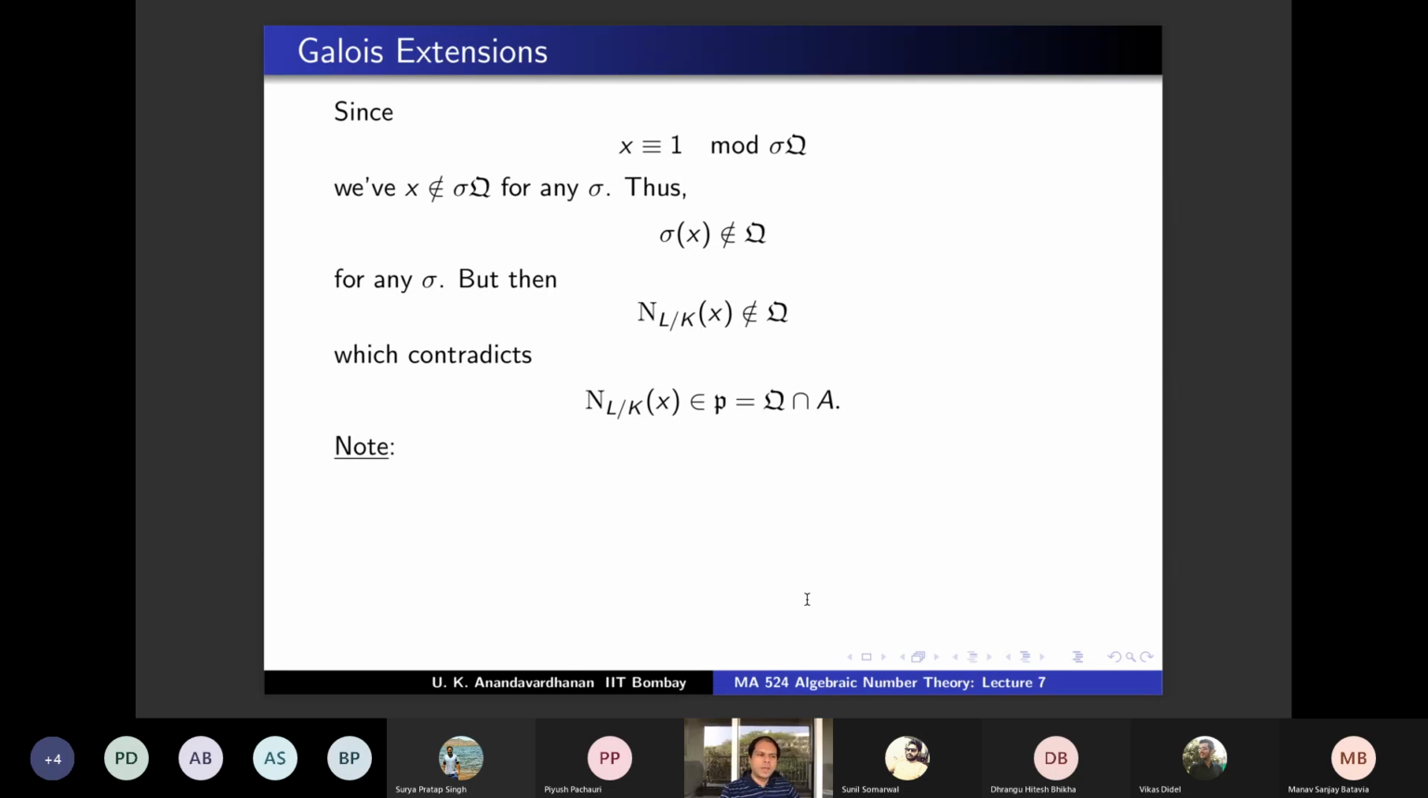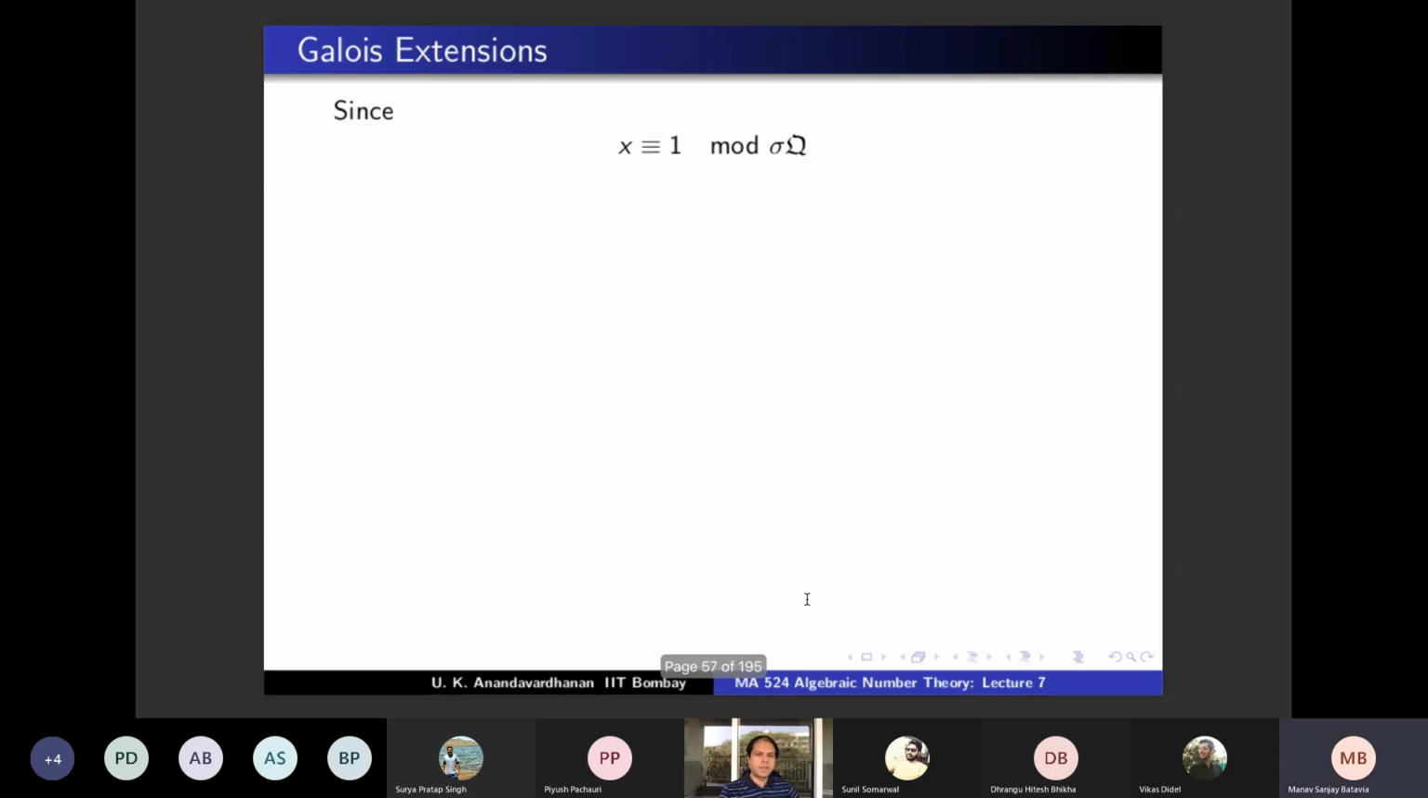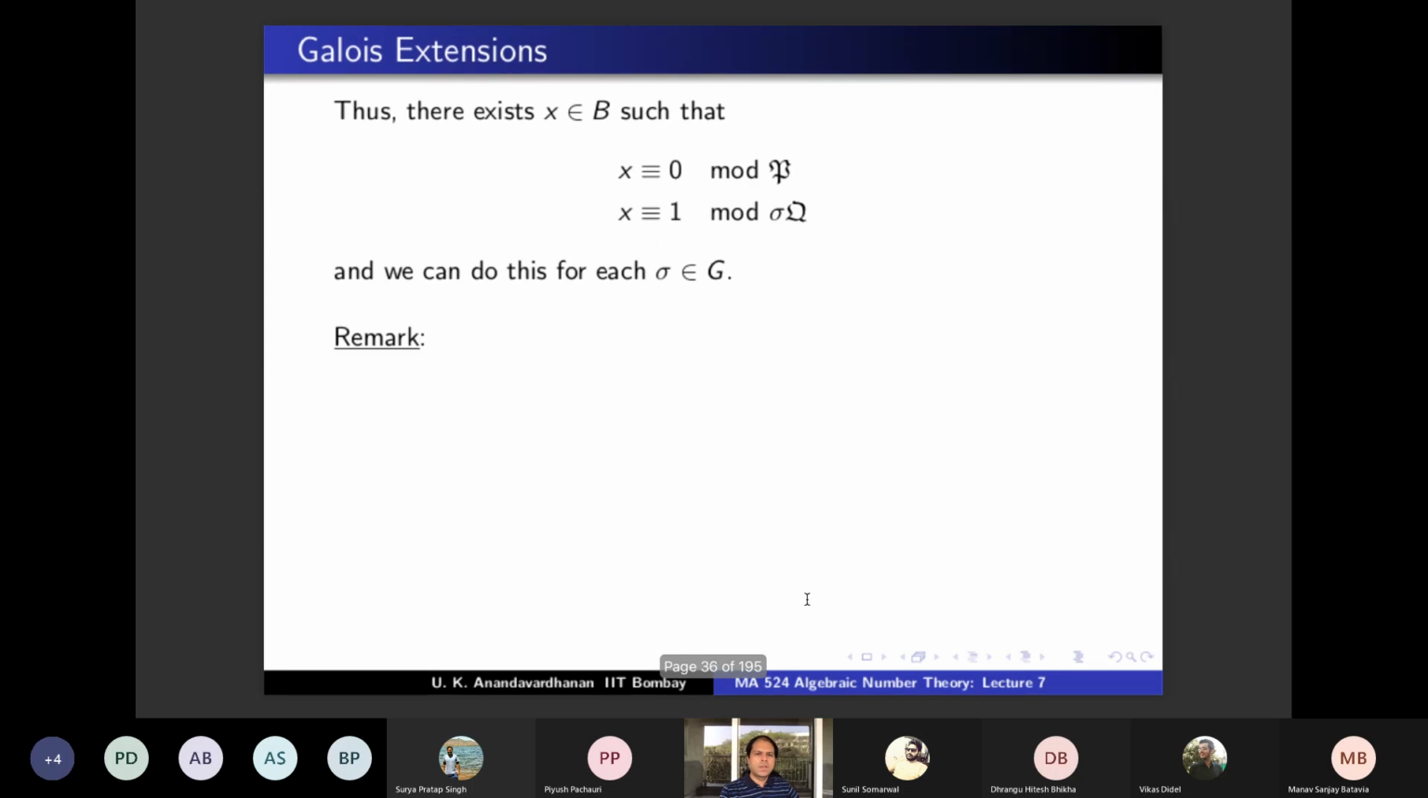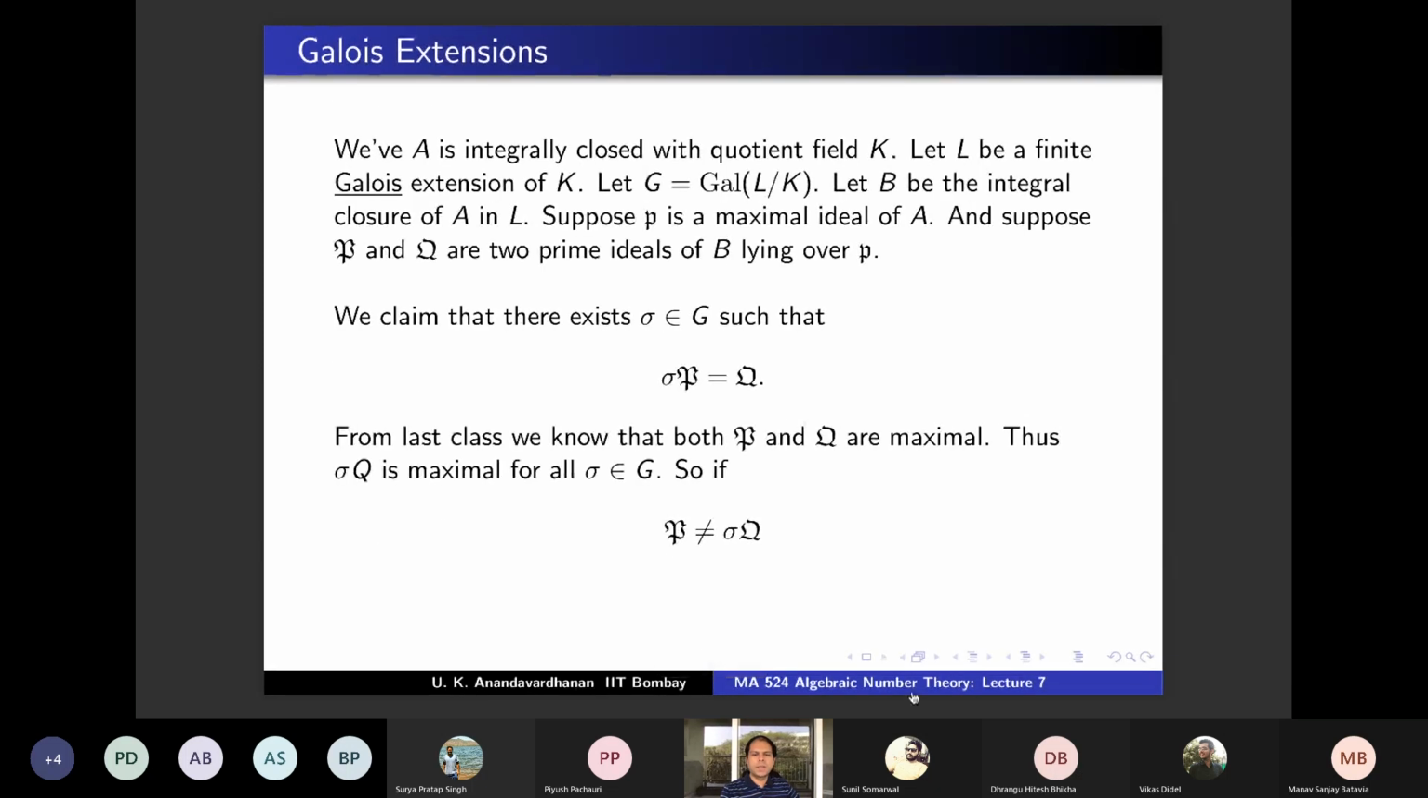So all the primes lying above a maximal ideal, we assumed P is maximal, and all the primes lying above a maximal ideal are Galois conjugates. We never used that P is maximal. We used P as maximal because we wanted to say that P and sigma Q are coprime, and that is because these are maximal, right? So these are maximal because P is maximal. I think it is true in general over prime ideals also. Is it true then? We choose the element in a different way, where we don't use the Chinese remainder theorem.